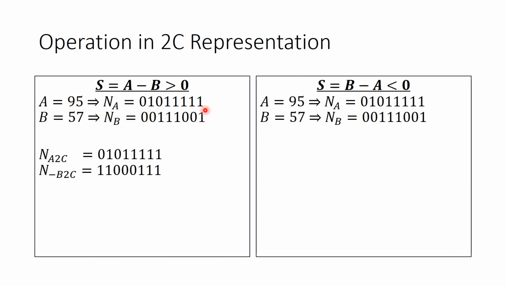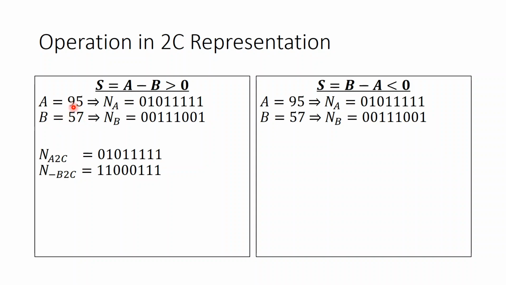Similarly, if you evaluate this part, you will see that this is 57. So these are the signed magnitude representation of 95 and 57, which is also the 2's complement representation of these two quantities, since these are positive quantities. However, my operation is a minus b, so I must subtract 57 from 95.